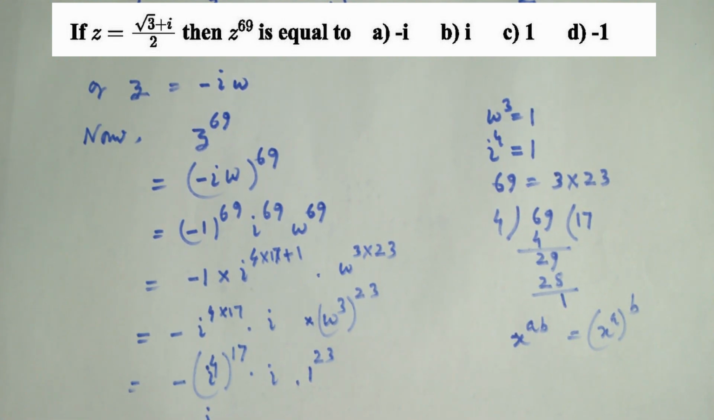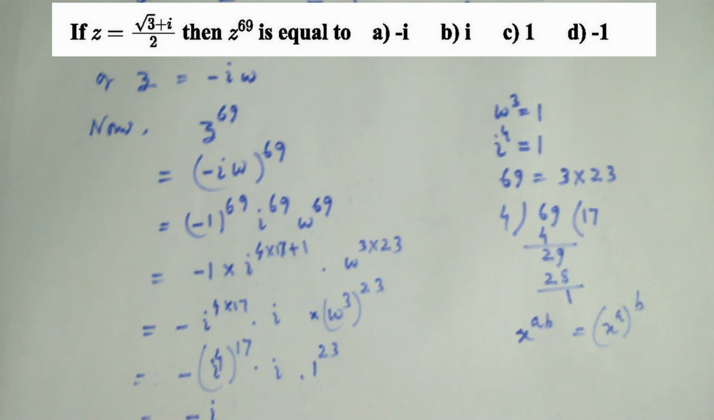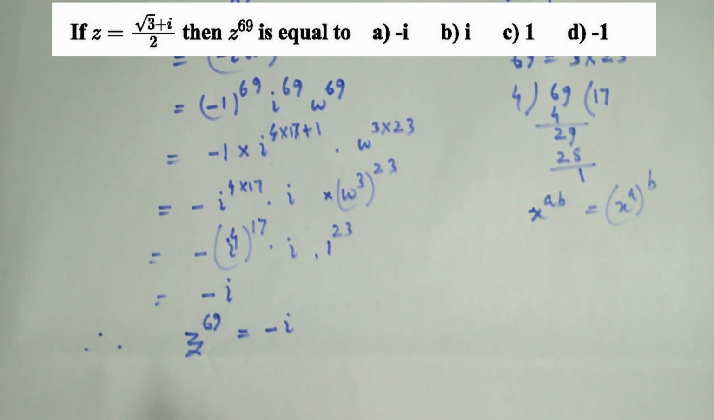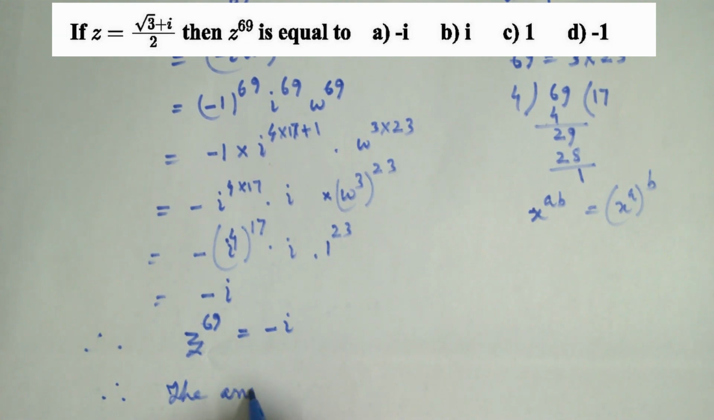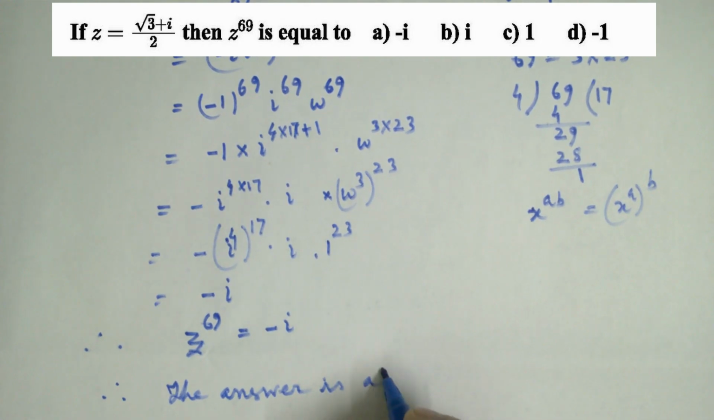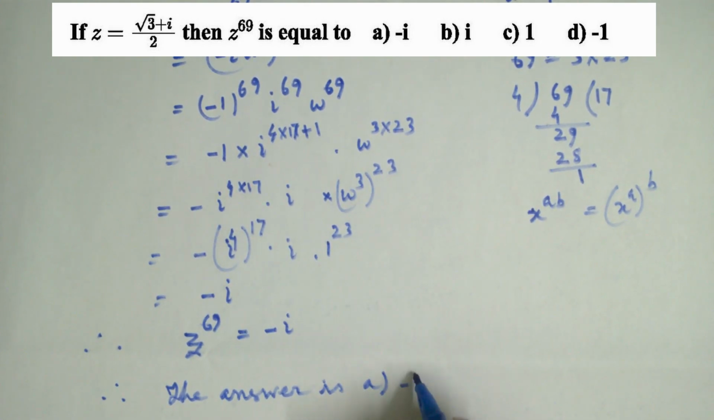So z to the power 69 is equal to minus i. Therefore the correct alternative is A. Therefore the answer is A, minus i.